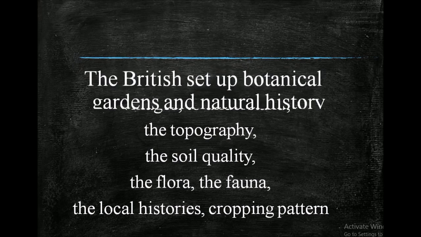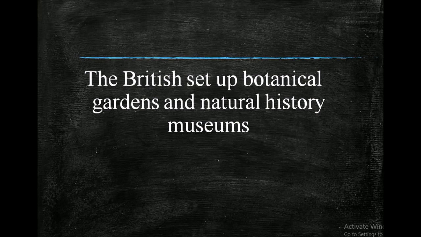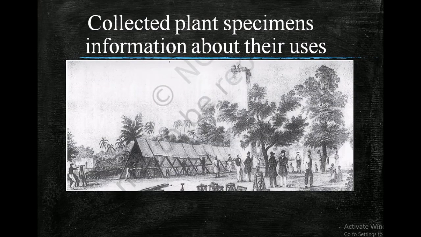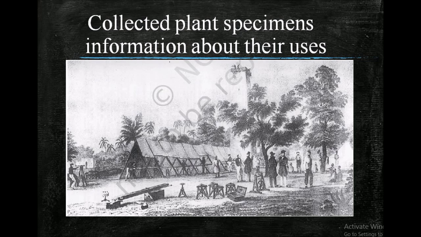The British set up botanical gardens and natural history museums. They even collected plant specimens and information about their uses. Local artists were asked to draw pictures of these specimens. Today, historians look at these sources to gather information and to understand the nature of colonialism back then.